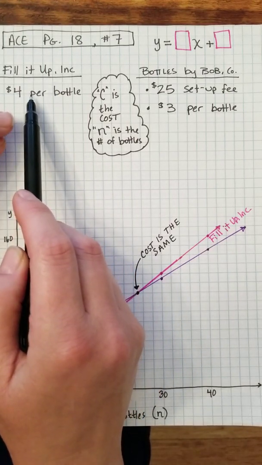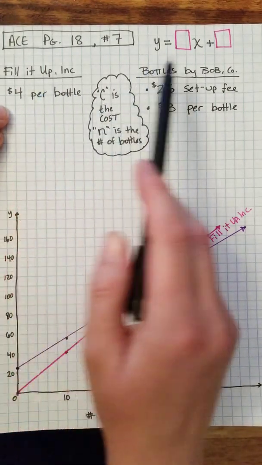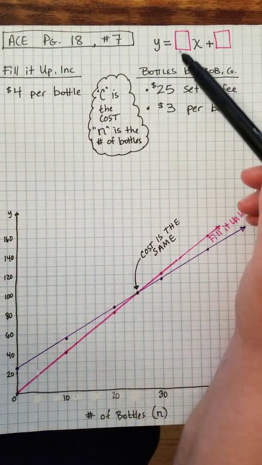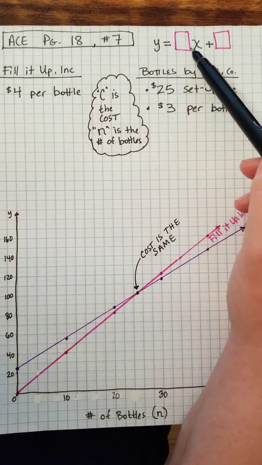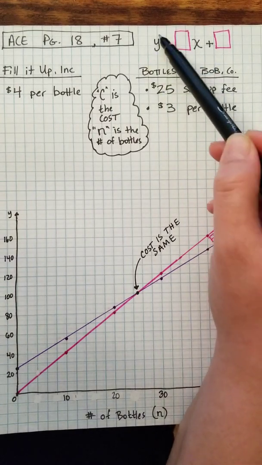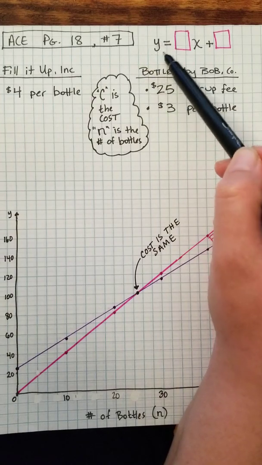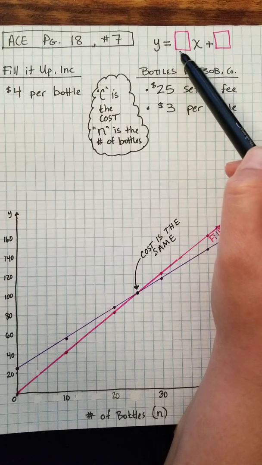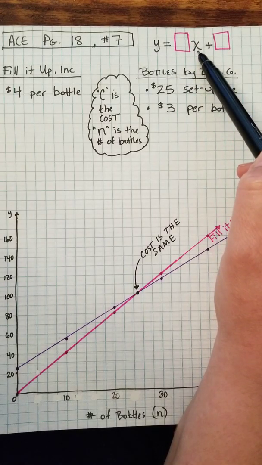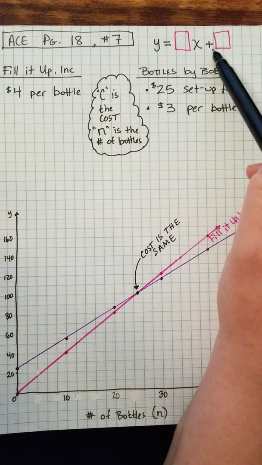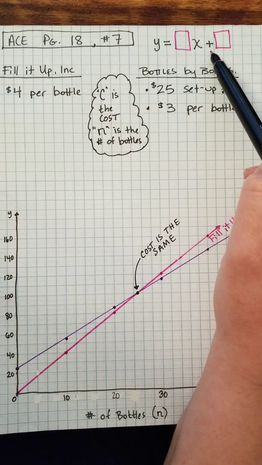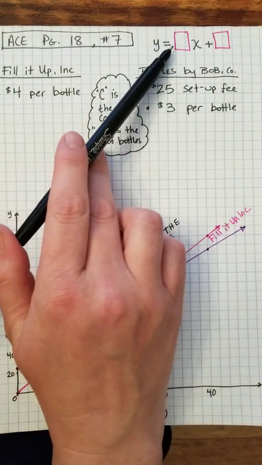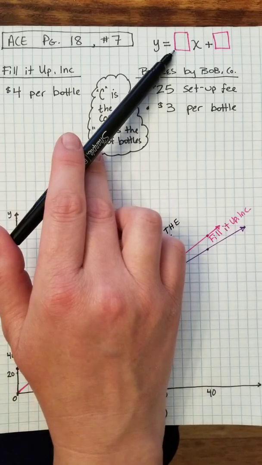We've talked a lot about equations in the last 3 investigations, and all of our equations can take this form. The dependent variable is equal to some sort of rate times the independent variable, plus or minus, in this case plus, a starting point. So this pink box is always going to be your change in y over your change in x.